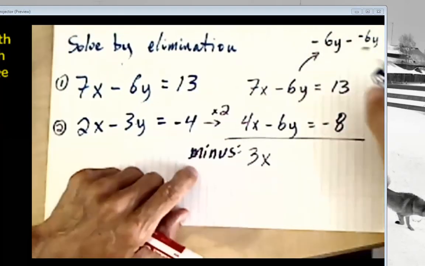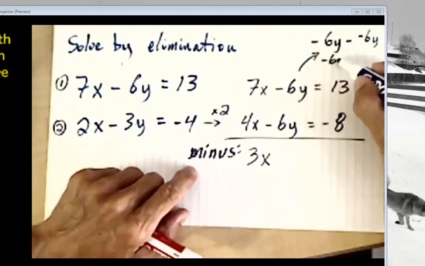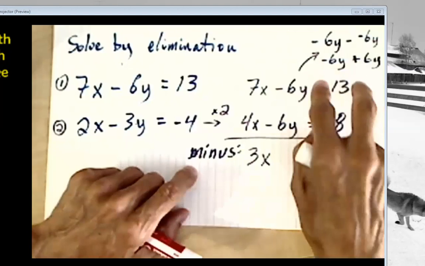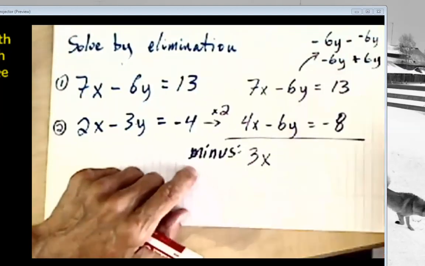Okay, so what happens here? We get minus 6y. Subtracting a negative, what happens? Positive. Plus. Yep, that's good. Plus. And so now these are opposites. They cancel out. Gone.